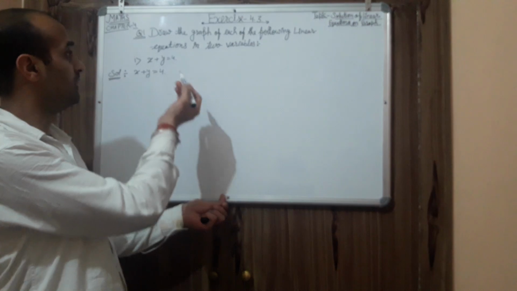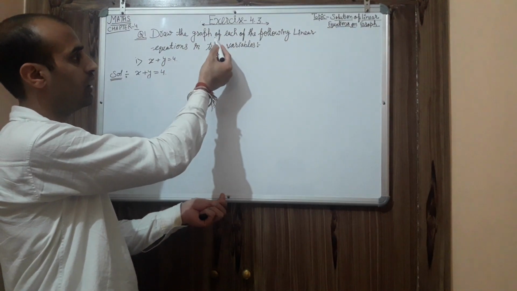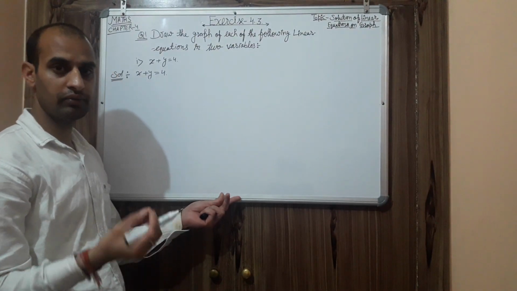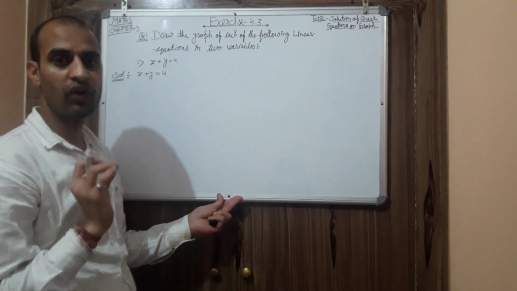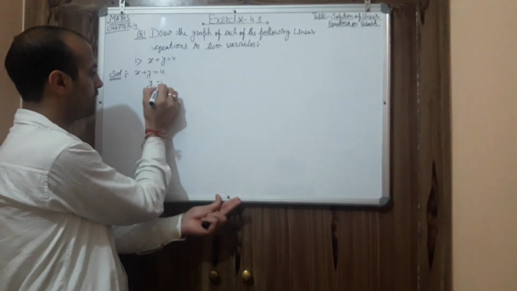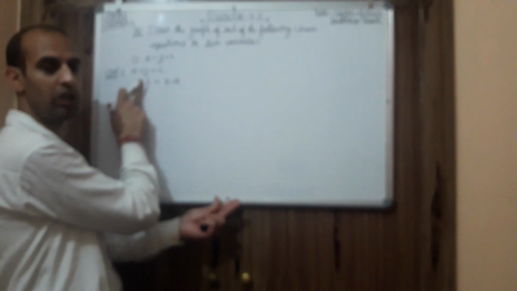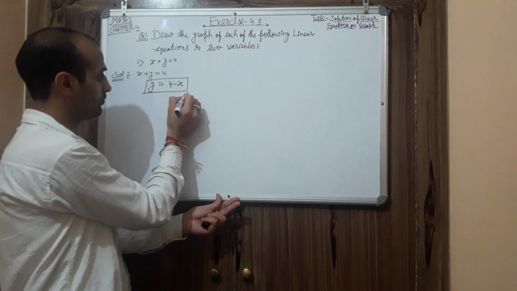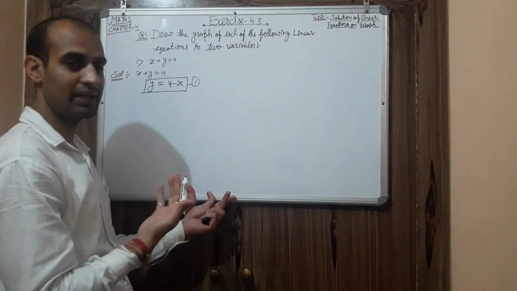So let's see. What is the first question here? Draw the graph of each of the following linear equations in two variables. So I am taking the first part, that is x plus y equals 4. In such questions, your first task is to write the question as such. Then second part, convert this into single variable form. That means only one variable you need to take on the left hand side. So this is your equation number 1. By using this equation, we are going to find all the possible values of x and y.